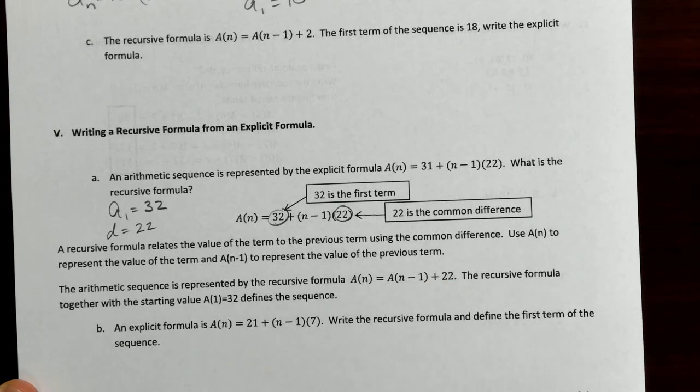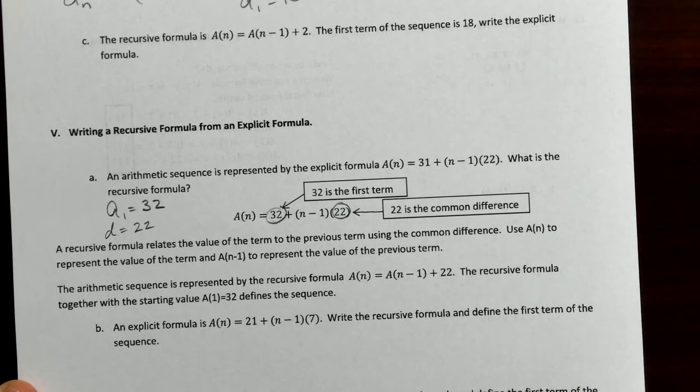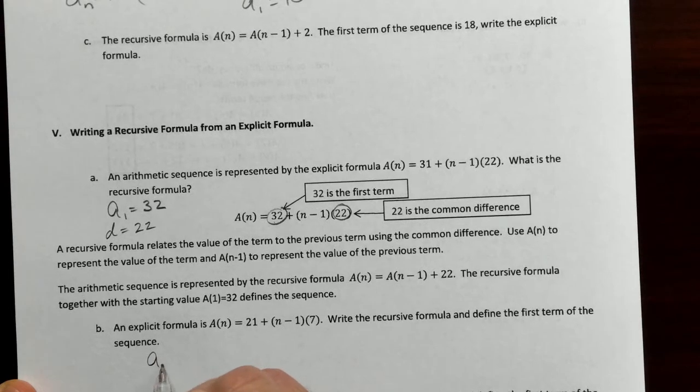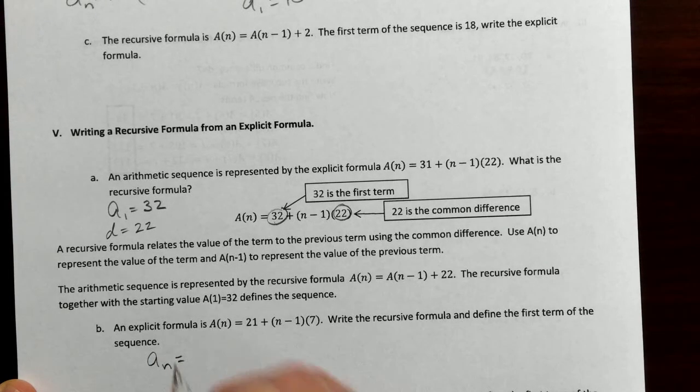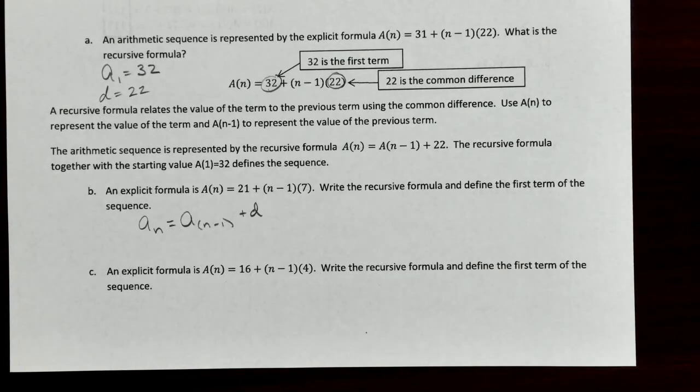So now looking at b, the explicit formula is a sub n equals 21 plus n minus 1 times 7. Write the recursive formula and define the first term of the sequence. Okay, so a sub n equals a sub n minus 1 plus d. That's my recursive formula. So now I need to pull d, and I could pull something else out of my explicit formula.